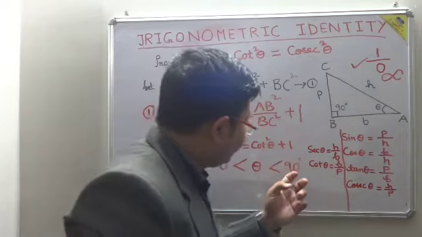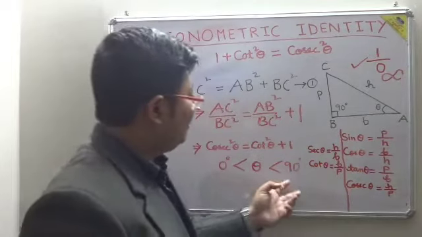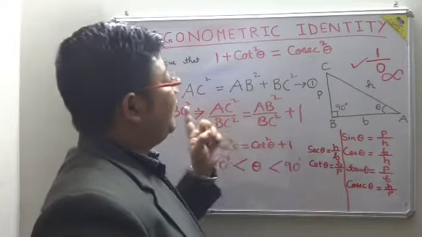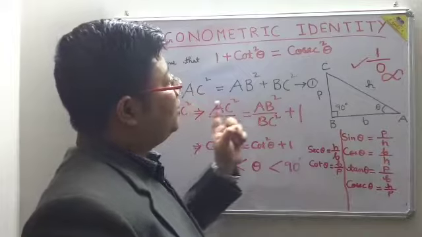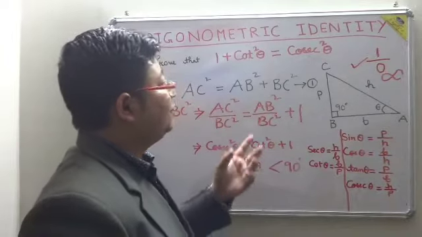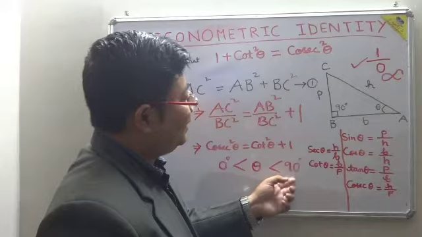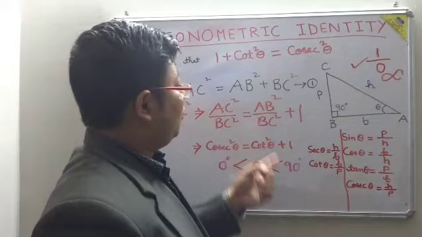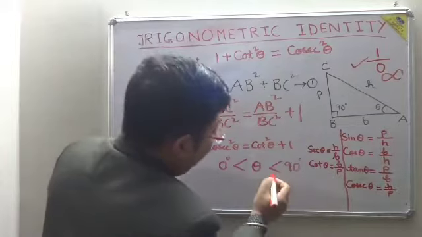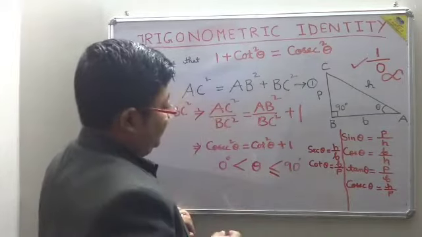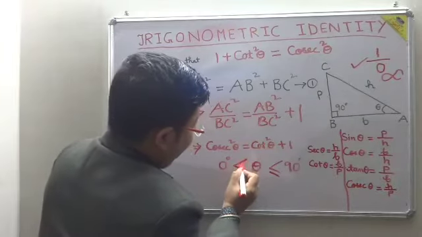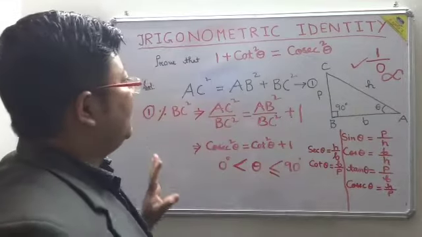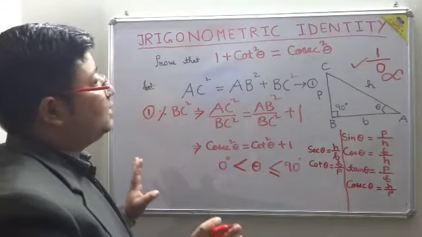Let us check for 90 degree whether it is defined or not. Cos 90 divided by sin 90. Cos 90 is 0 and sin 90 is 1. 0 by 1 means 0. So it is valid for 90 degree. And for cosec, sin 90 means 1, so cosec 90 will also be 1. So it is valid for 90 degree, but it is not valid for 0 degree. Theta lies between 0 and 90, and it also holds for 90 degree. Is it clear? 1 plus cot square theta is equal to cosec square theta.